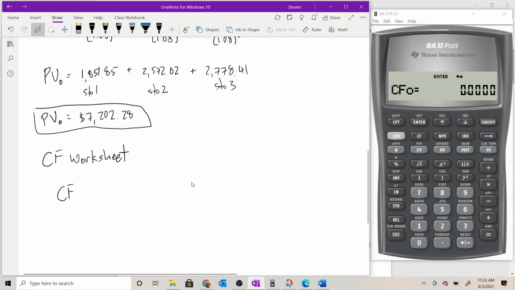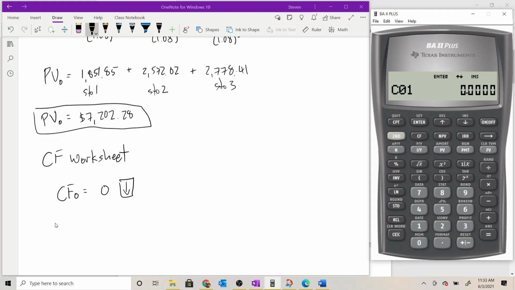CF0 is what cash flow happens at time period 0. Now in this problem, we're actually going to solve for present value. We want to solve for the cash flow at time period 0. So I'm going to skip over this one and just leave it as 0, as it is by default. And I'm going to press the down arrow key to go to the next entry.